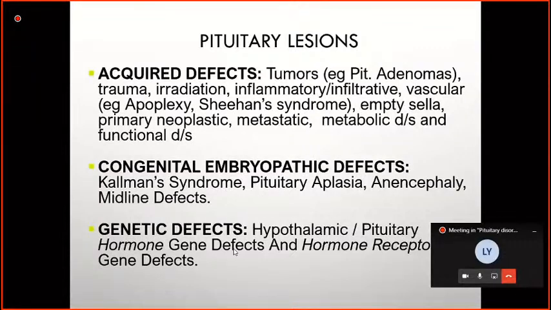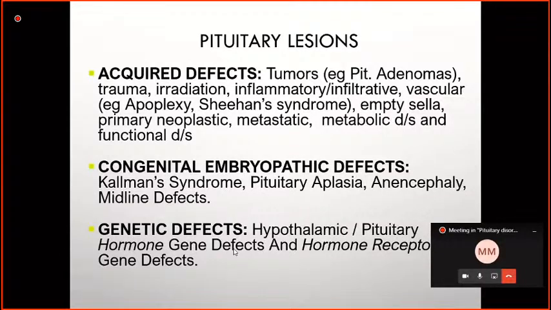What is empty sella syndrome? I think shrinkage of the pituitary, is it? Okay, when there's a shrinkage of the pituitary, it is described as empty sella because the pituitary sits on the sella turcica, right? So usually when they investigate pituitary lesions, they do a CT scan, and if there is shrinkage of the pituitary, it is described as the sella is empty.